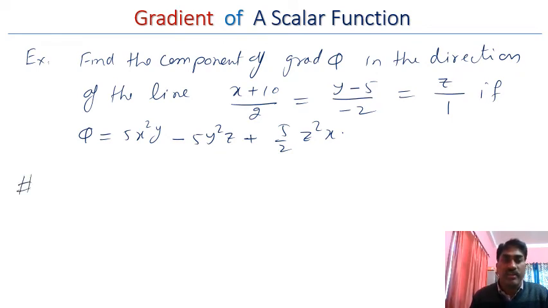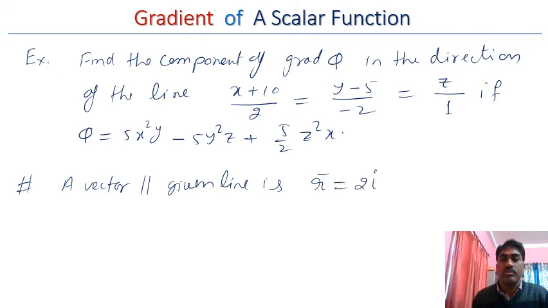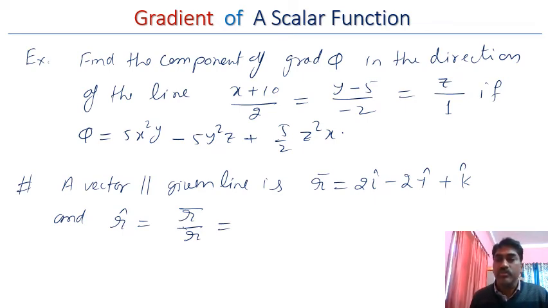So first, we have already discussed in the previous lecture, the introduction to vector calculus, that the vector parallel to the given line is r = 2i − 2j + k, and the unit vector along this vector, the unit vector meaning the direction vector, is r vector by r. You can find its magnitude: 4 + 4 + 1, so the square root of 9 is 3. So this is 1/3 (2i − 2j + k). This is the unit direction vector.